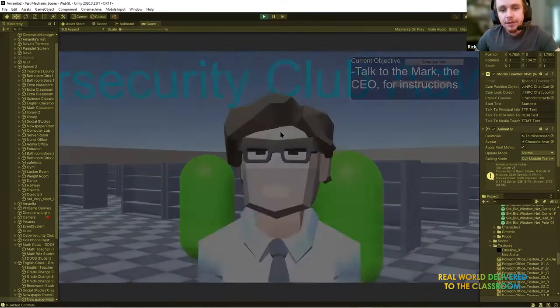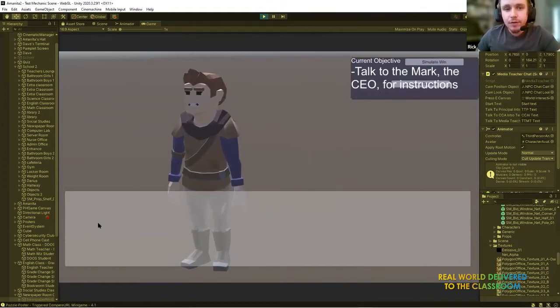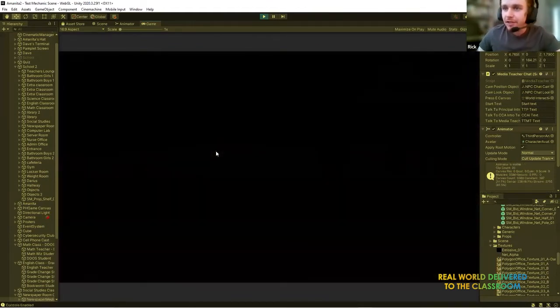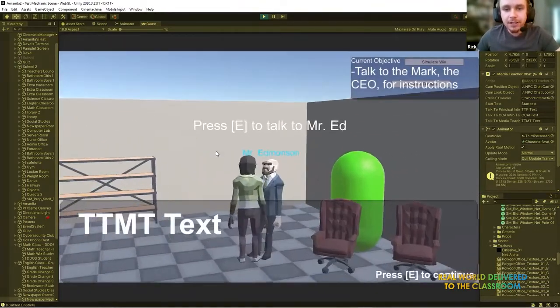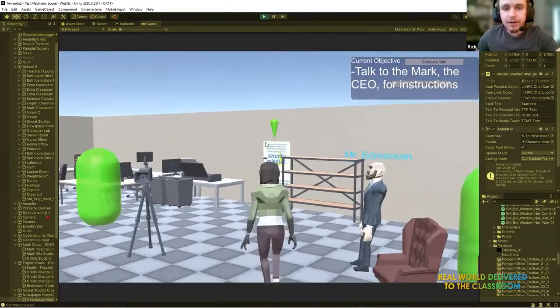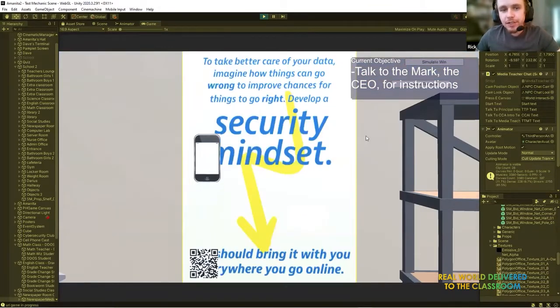And then when you're done, it will switch to an animation, a test animation that goes very quickly. And then next thing you know, you are in here. You can talk to Mr. Ed. He tells you what's going on. And then you have a poster. We will be switching out the poster, but you'll be able to take your phone and scan around.